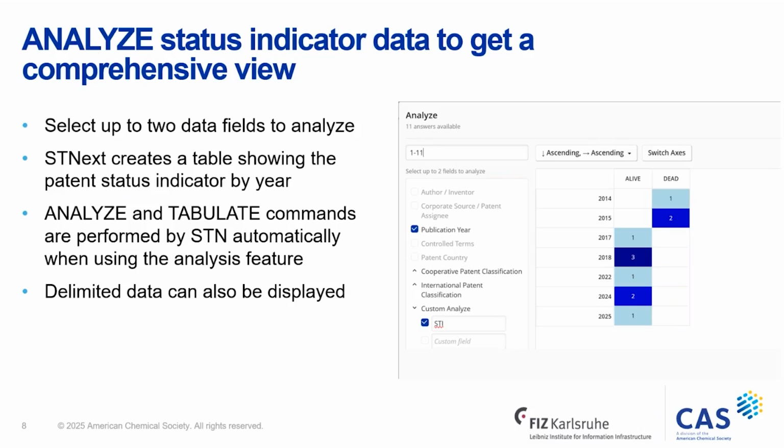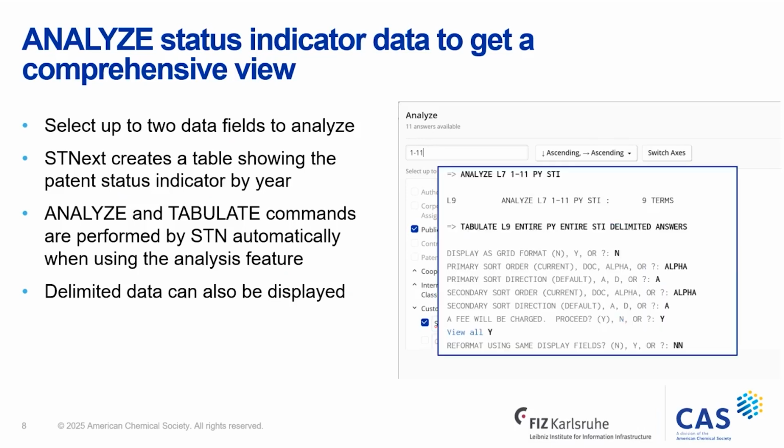So what happens when we do this? This is like the analyze wizard, but for those who have done command line analysis as well, it's worth pointing out that the analyze and tabulate commands are being performed by STN automatically when we're using this feature. And if we go over into our transcript, we'll see that. So when we select the fields and hit the button that says proceed or analyze, what is actually happening is the system is running these commands in the background, and that will show in your transcript. So again, we see this table, but we're also going to have the analog version of that put into our transcript, so you can see exactly what steps were followed to generate that output.